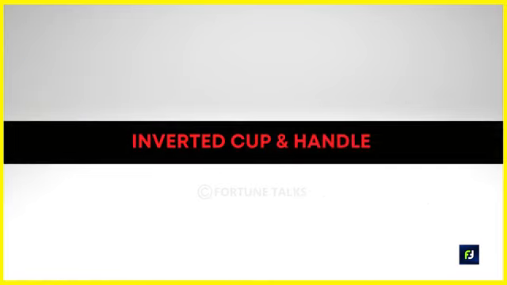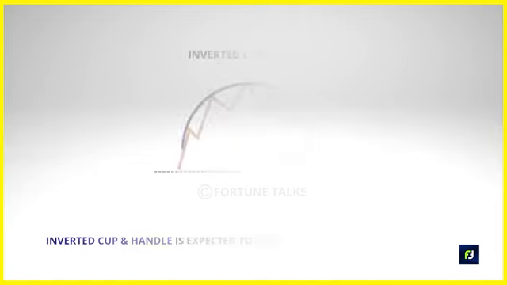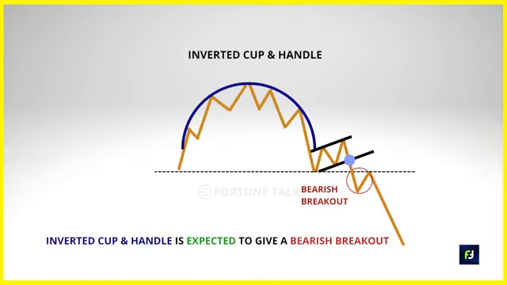Moving on to the final pattern of this video, the inverted cup and handle pattern. If you flip a cup and handle pattern upside down, you will get an inverted cup and handle pattern. This is a pattern that gives a bearish breakdown. Depending on where it is formed in a trend, it can be a bearish continuation pattern or a bearish reversal pattern. But we are least interested in where it forms, and more interested in the bearish breakdown that it provides.